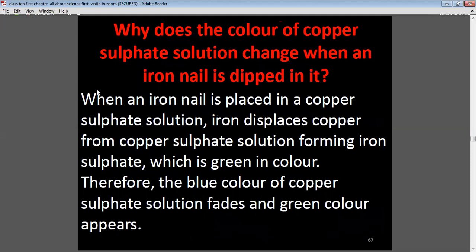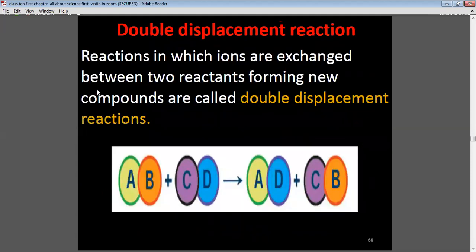Why does the color of copper sulfate solution change when an iron nail is dipped in it? When an iron nail is placed in a copper sulfate solution, iron displaces the copper, forming iron sulfate, which is green in color. Therefore, the blue color of the copper sulfate solution fades and a green color appears.